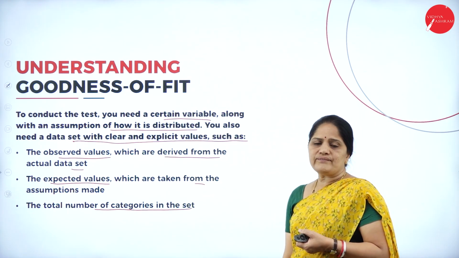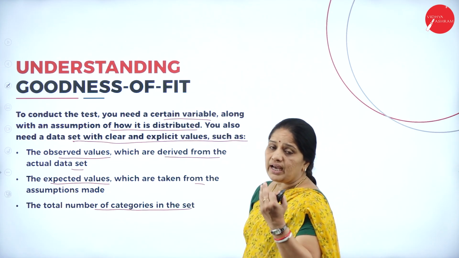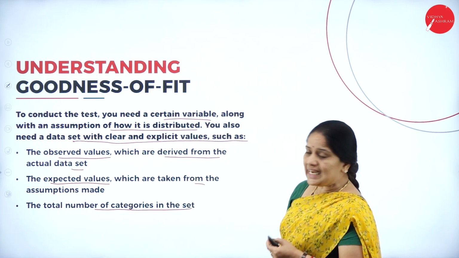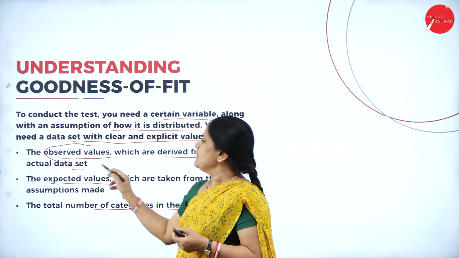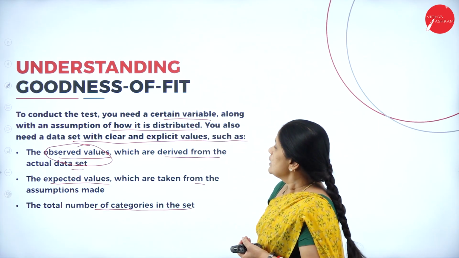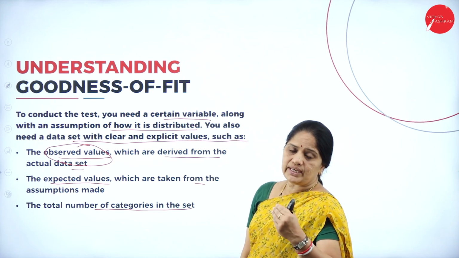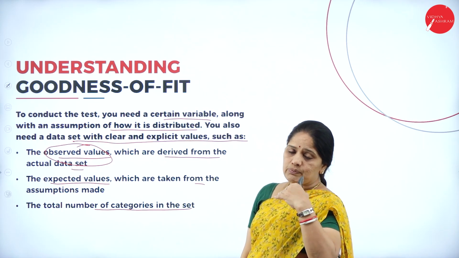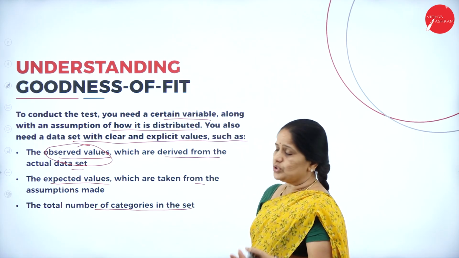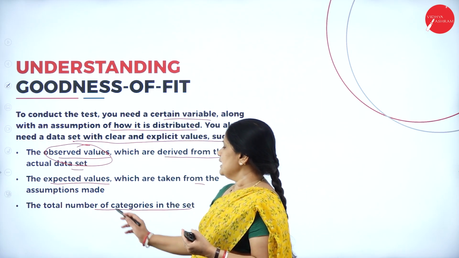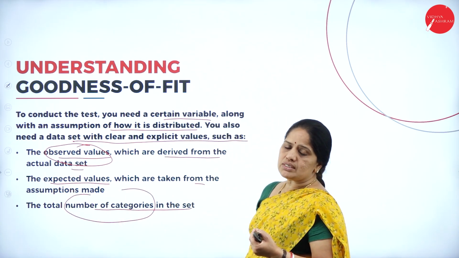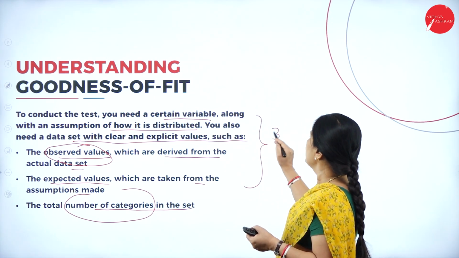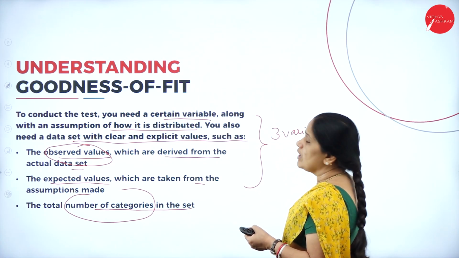So, in order to have the goodness of fit test, we need certain types of variables. What are the different types of variables we need? The first one is the observed values, which we have taken from the actual data set. The second one is the expected values, which are the researcher's expectations about those values. And lastly, we need the number of categories in the set. With the help of these 3 variables, we will be able to conduct the goodness of fit test.